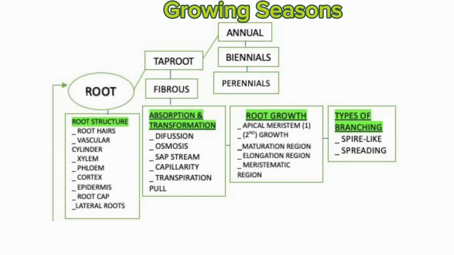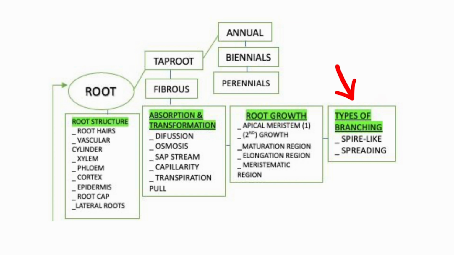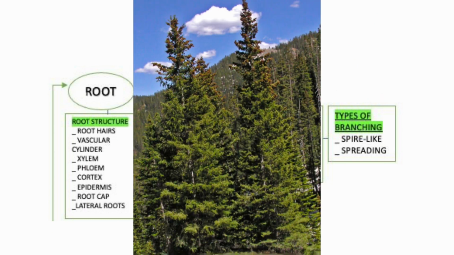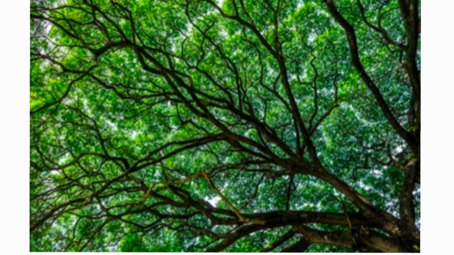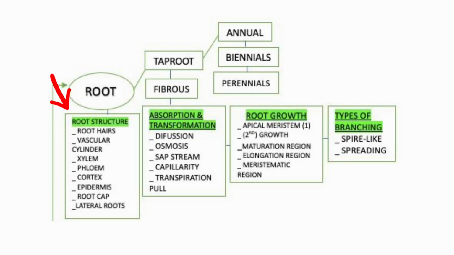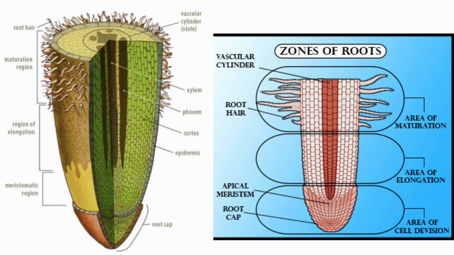Roots can be differentiated from others by the types of branching. Two main examples are the spire-like, which has a strong central trunk, and the spreading branch, which has several main branches close to the ground. Root structure. Root hair structures greatly increase the water-absorbing surface area of the root. Inside the epidermis is the root's food storage region called the root cortex. The cortex surrounds the root's central vascular cylinder. It contains xylem tissues, which carry water to the stem, and phloem tissues, which carry food back to the root.